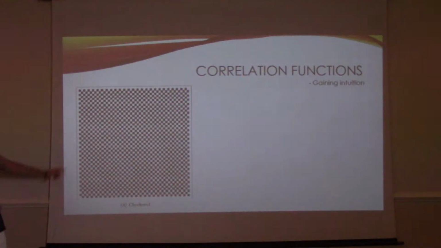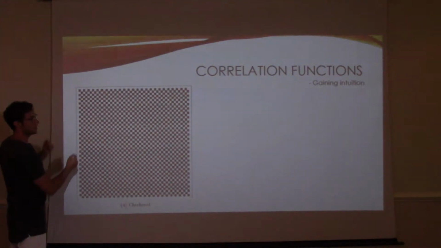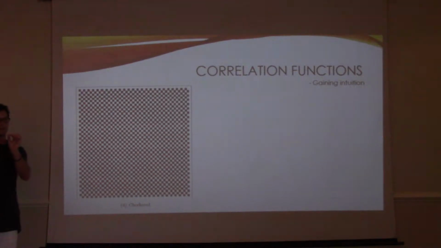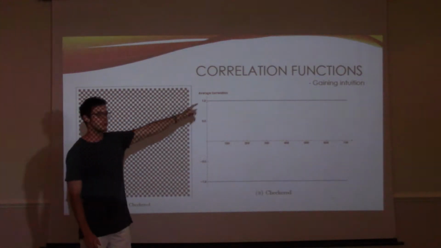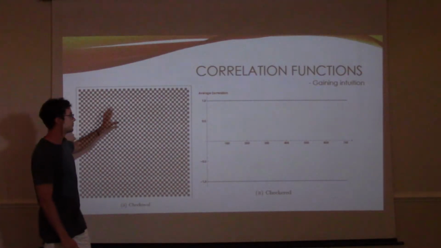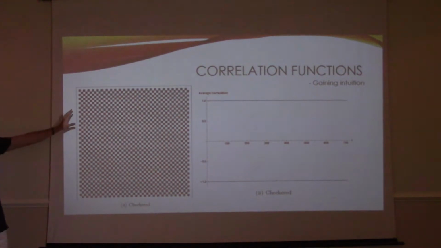On a slightly different grid, a checkered grid, if you take two points, any points, you have three combinations: two black squares, a white and a black square, or two white squares. So the average correlation is one of two possible values, 1 or minus 1. And in fact, this is what we get: 1 or minus 1. So these functions give us some property of the structure of our data.